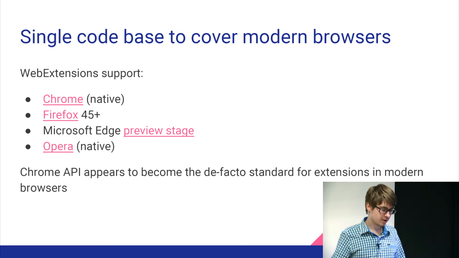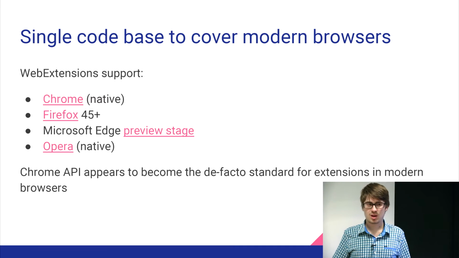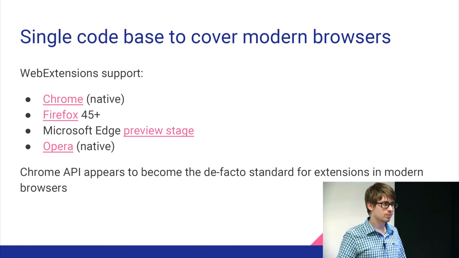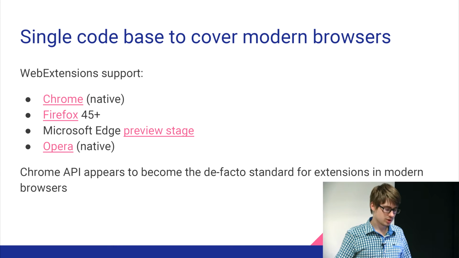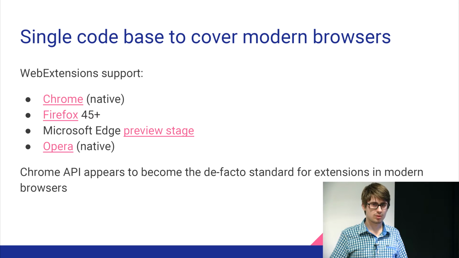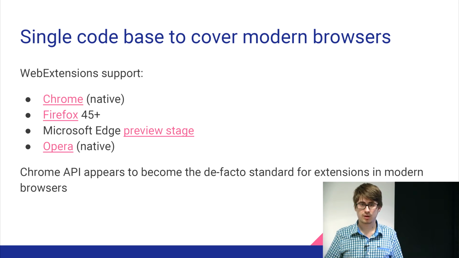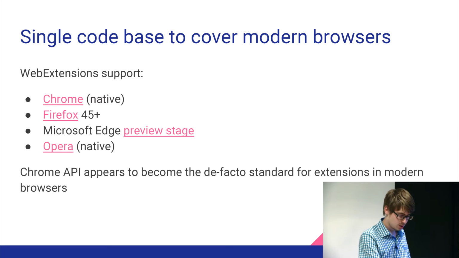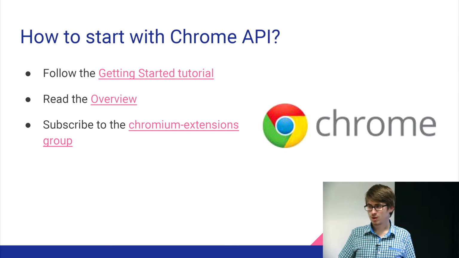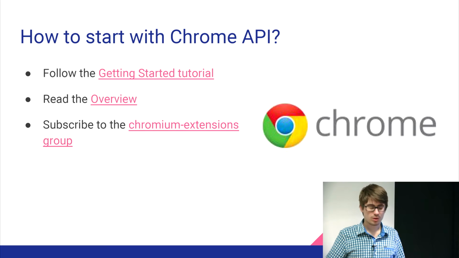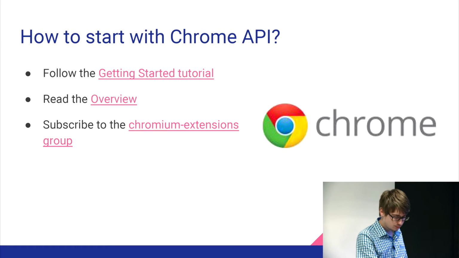And Firefox, from version 45 with some manifest modification, can already achieve a great application, not completely, but with just a modification of the manifest. You just package an XPI on your computer and you can install it on Firefox. Chrome API appears to be becoming the de facto standard for extensions in modern browsers, because it has a pretty good architecture for all browsers.